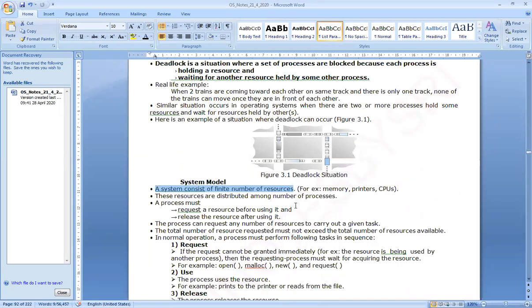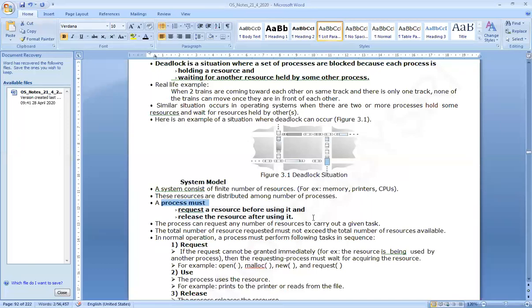These resources are distributed among a number of processes. Whatever resources are available in the computer system are distributed among the processes which are running. The process must request a resource before using it and release the resource after using it. This is very, very important: the process must request a resource before using it, and it should release the resource after using it.